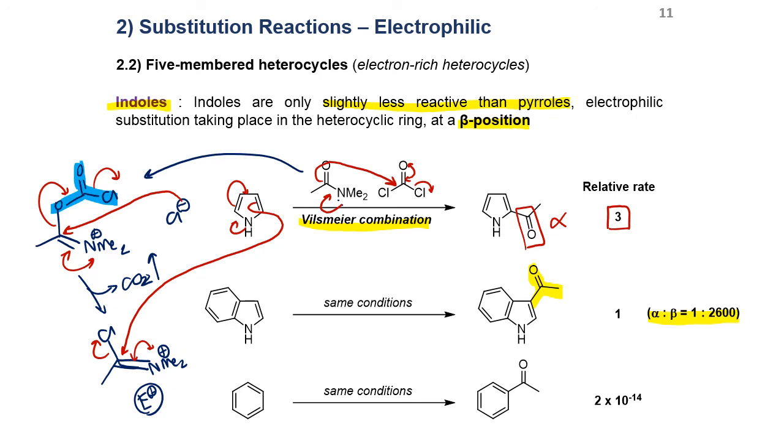However, these two species are much more reactive than benzene, something like 1 billion times more reactive. The reason why reactions of indole occur at the beta position, I will mention again in the next lecture.